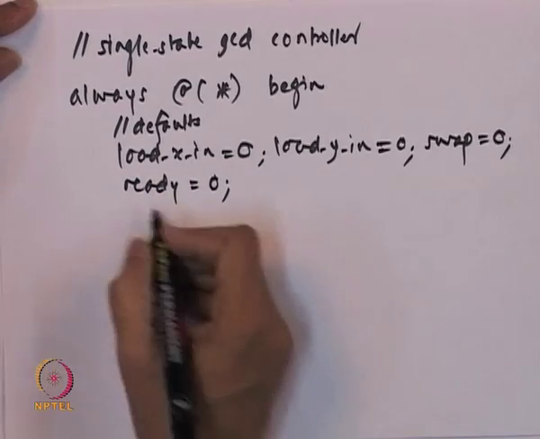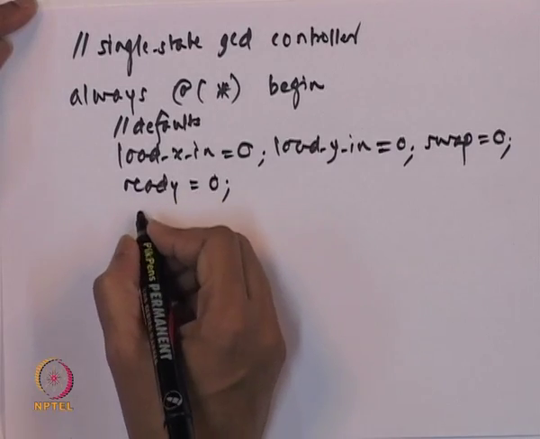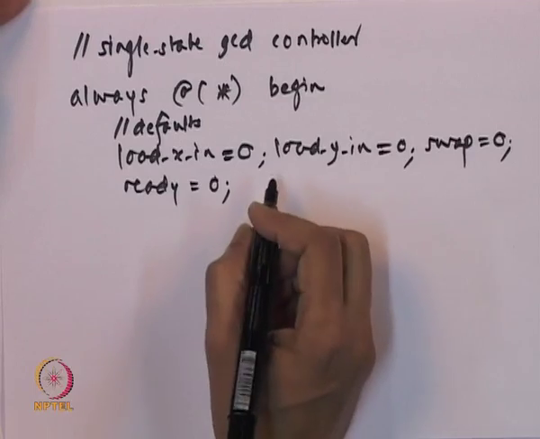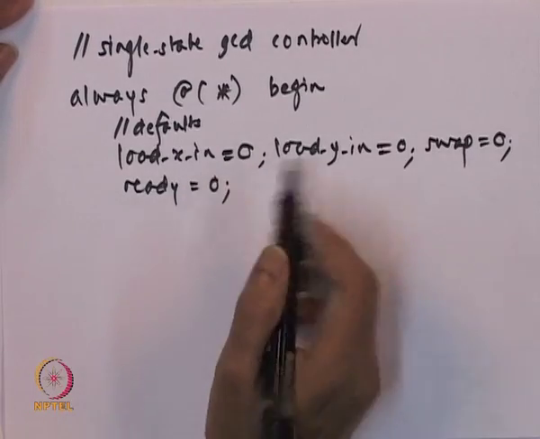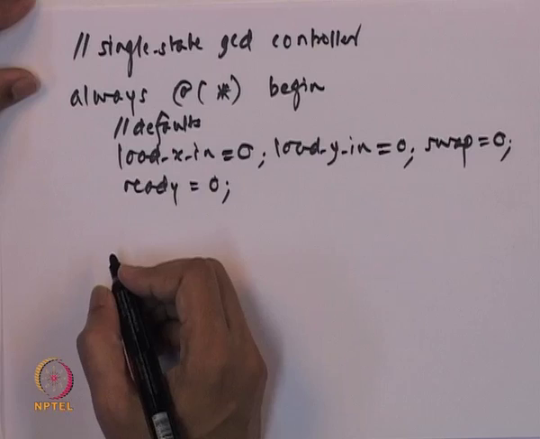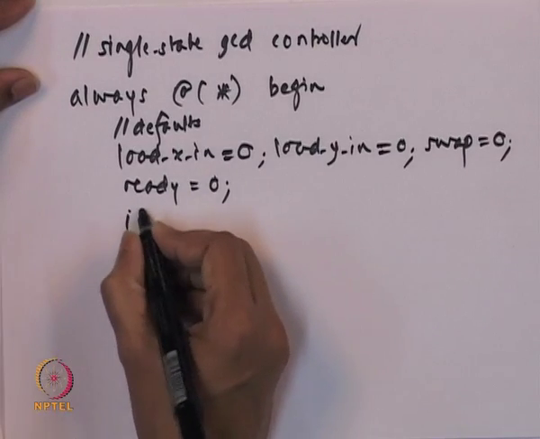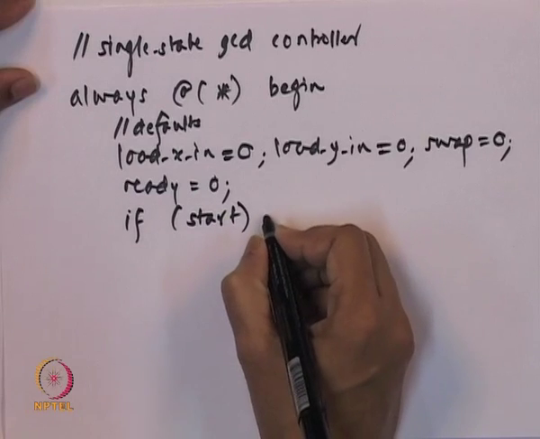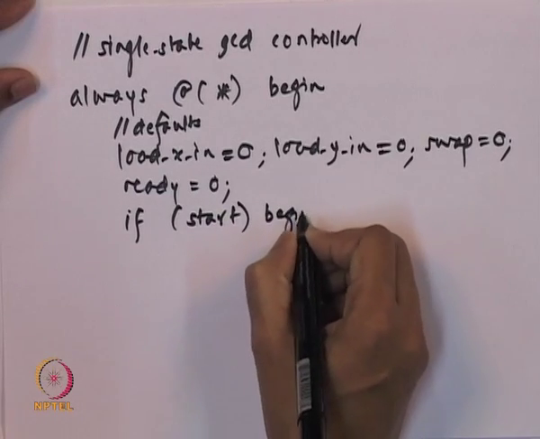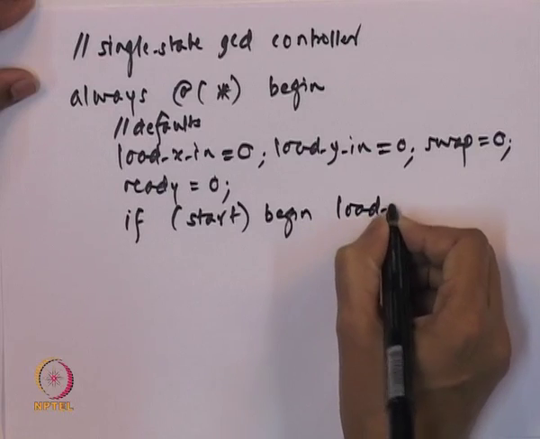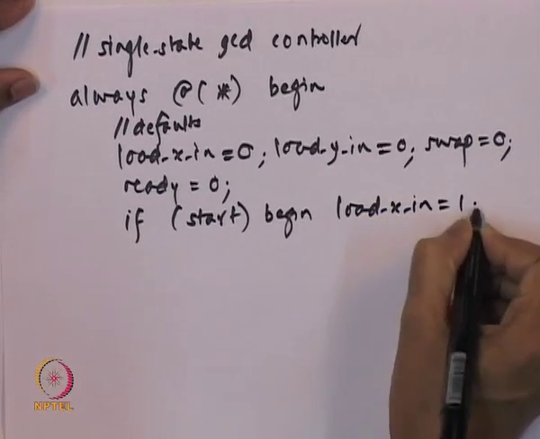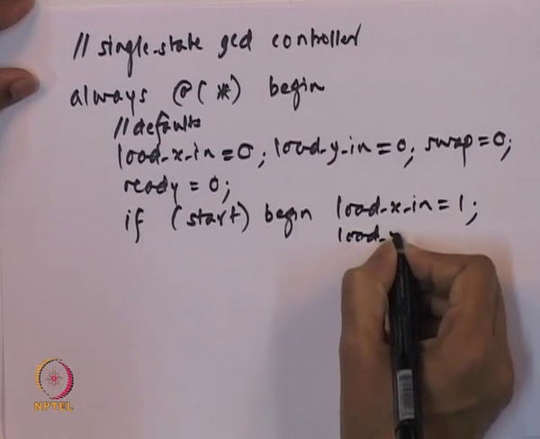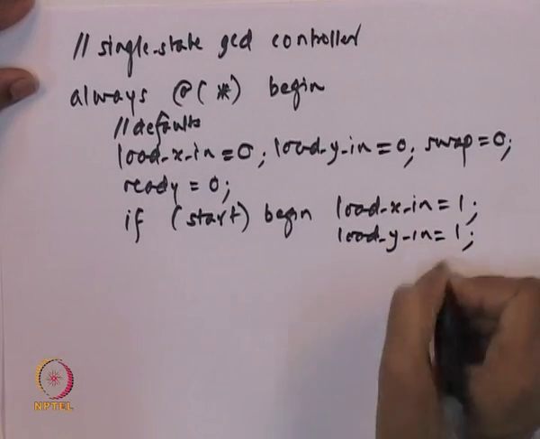Okay. Now, depending on different situations, appropriate values of the outputs of the controller are to be specified. So, if start is asserted, then we know that load x in will be 1 and load y in will be 1, will be asserted.